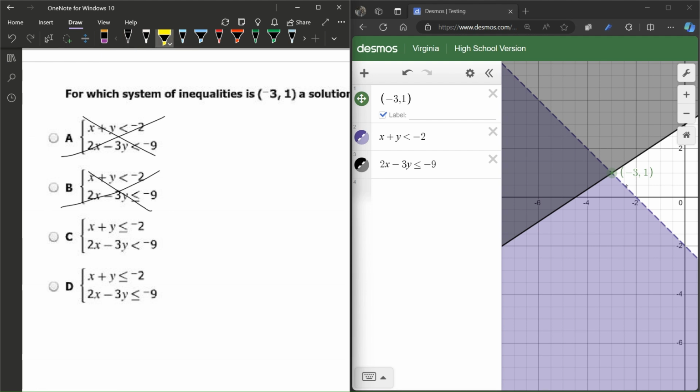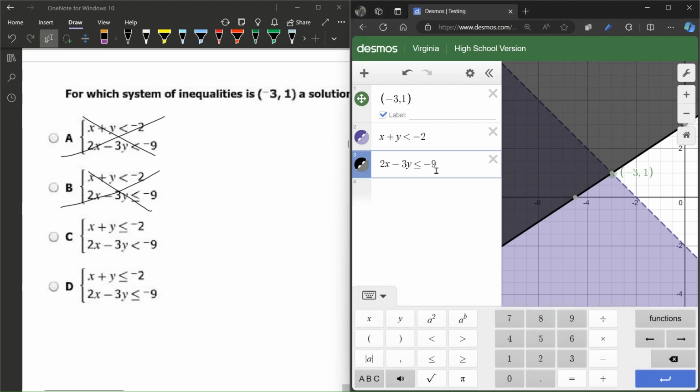Now, answer C is the exact same thing as B, except you see how in B, the second inequality is a less than or equal to. Well, in C, the first inequality, the first x plus y, that's a less than or equal to. So we're just going to make that swap, okay?